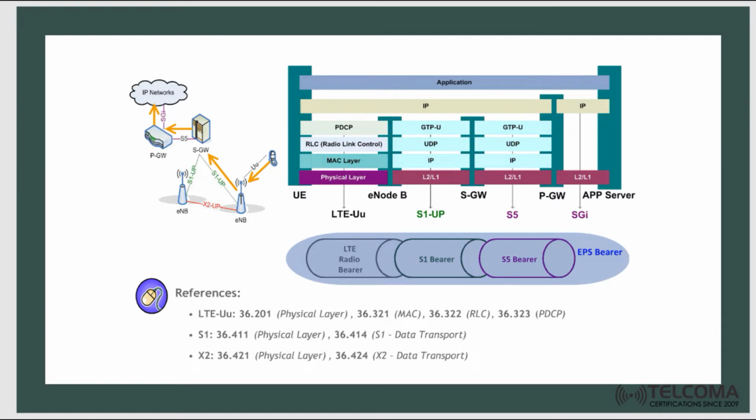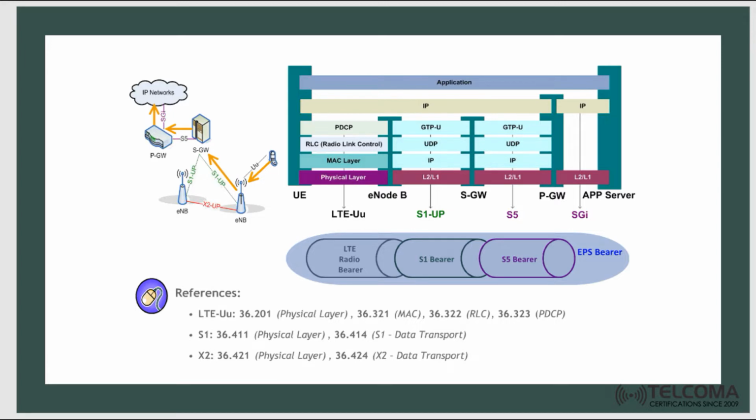And we could see that parallelly there's a control plane route as well, through the UU interface from mobile to E node B and the S1 control plane interface to the mobility management entity. Now let's see the various protocol stacks that are involved in routing the user plane data.